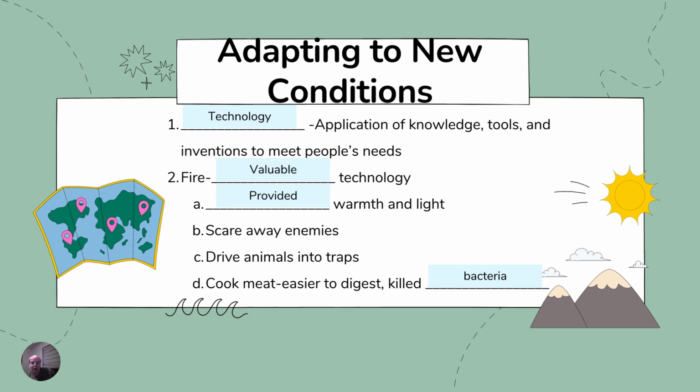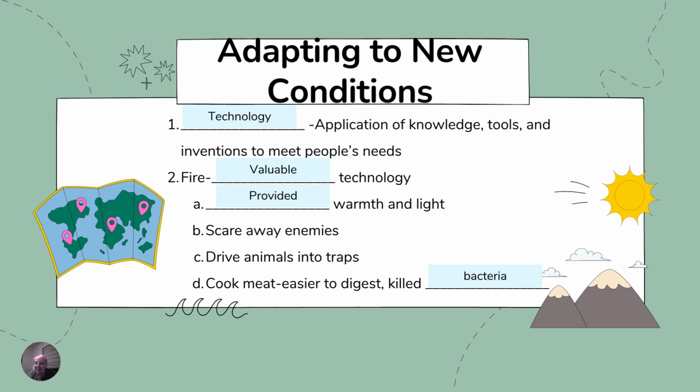So, as people began to migrate into different parts of the world, they needed to learn how to adapt to the changing environments through the invention of new technologies. While we usually think of technology as different types of electronics, technology in this sense actually has a wider definition. Technology is the application of knowledge, tools, and inventions to meet people's needs.